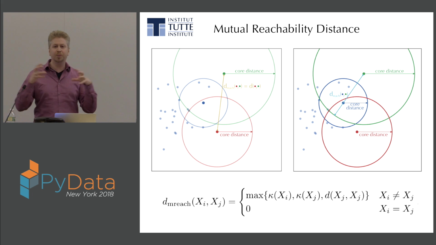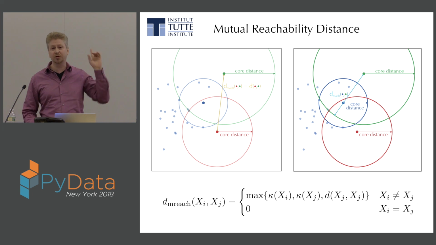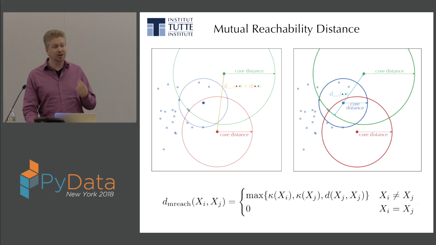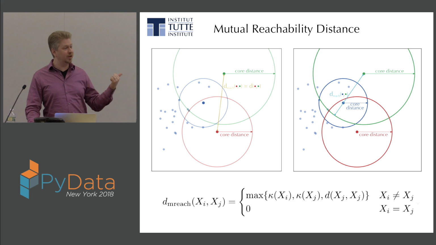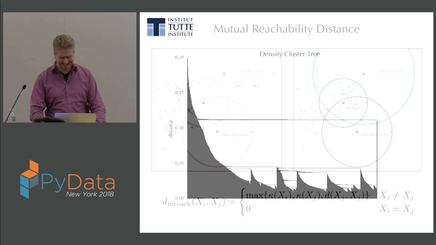This has the effect of pushing sparse points away from the rest of our data, but it's also what's going to make a flat cut through the tree we're going to build equivalent to running DBSCAN for a particular parameter epsilon. There's a little bit of foreshadowing here. It turns out that this satisfies the triangle inequality, which will come up later in the talk and bring us great joy. Well, bring me great joy at the very least.